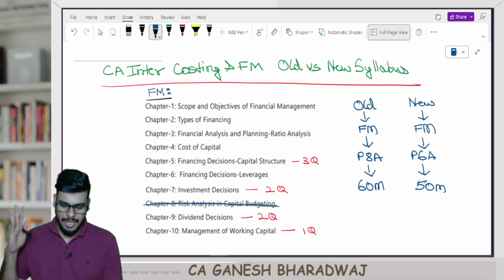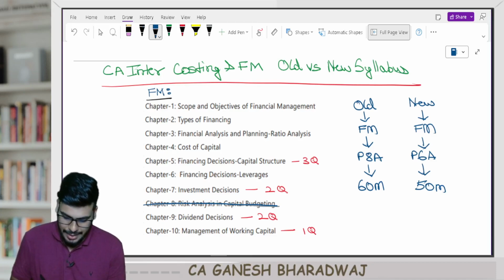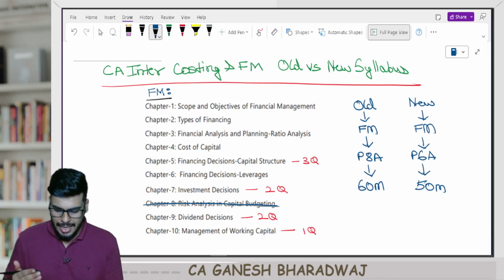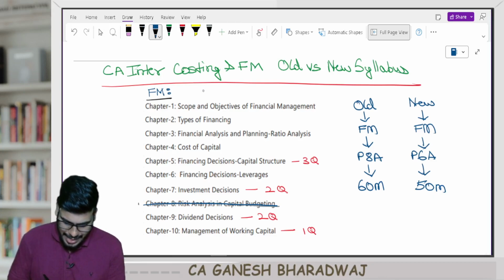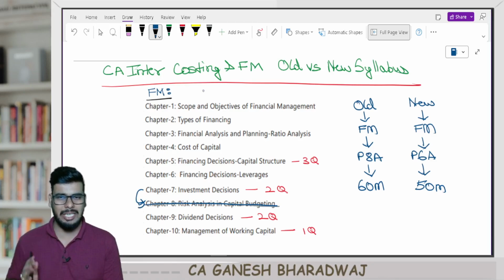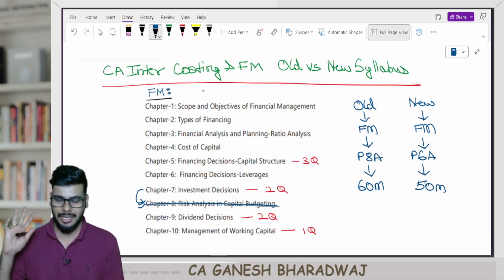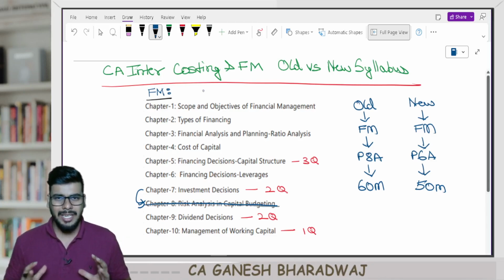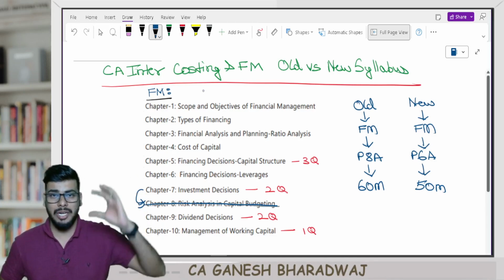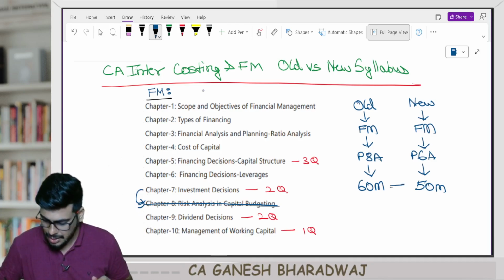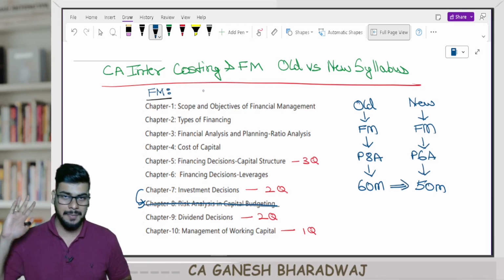So out of these 10 chapters, they have removed the 8th chapter, risk analysis in capital budgeting. Technically speaking, it is not a very great reduction, because anyways, this 8th chapter, risk analysis in capital budgeting, is an extension of the 7th chapter only. One small leg of the 7th chapter they have removed. That's all actually. Fine. So in terms of the overall syllabus, one chapter has been reduced, and from 60 marks, they have now brought it down to 50 marks, right?